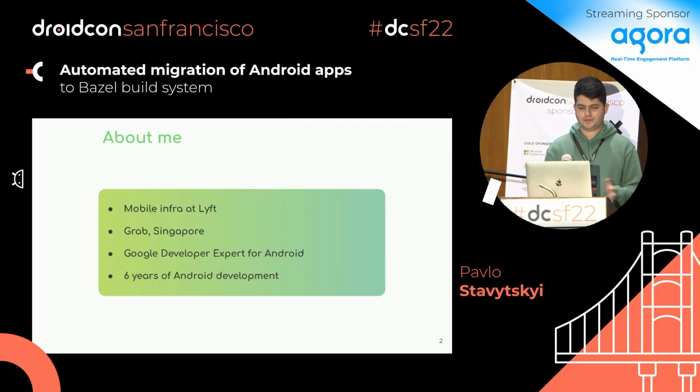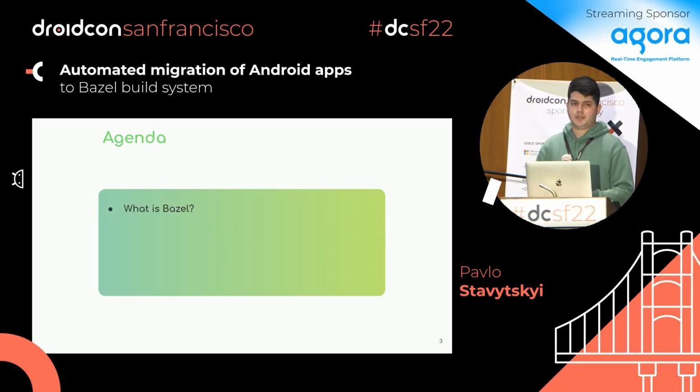So a few words about me. I work on the mobile infrastructure team at Lyft. Previously I worked at Grab, which is a ride-hailing service in Southeast Asia, also kind of a super app, where we were migrating primary mobile applications from Gradle to Bazel. Also, I'm a Google Developer Expert for Android, and overall have around 6 years of Android development experience.